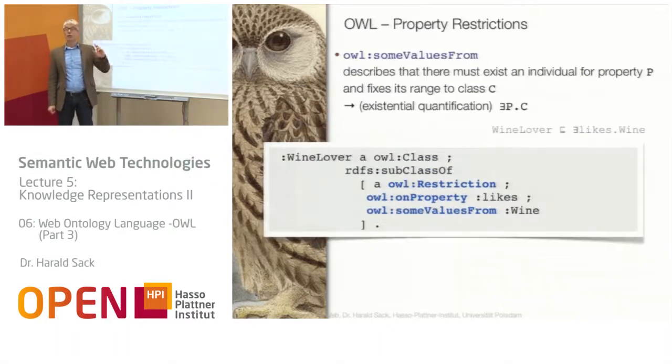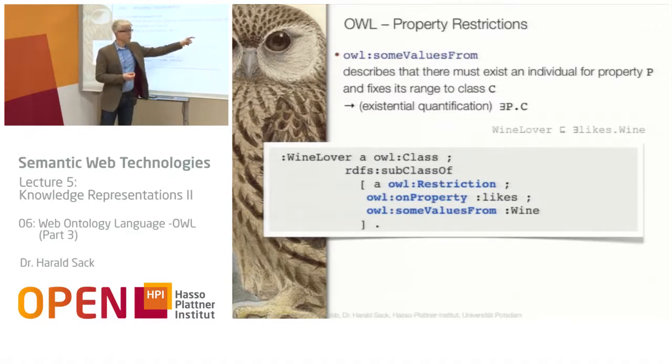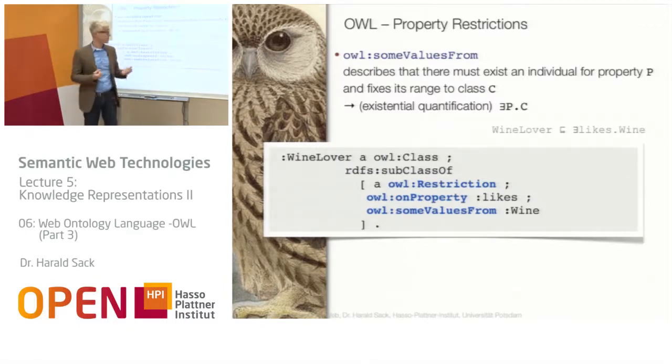Okay, now let's take a look at the existential quantification. We know from description logics that in existential quantification we define a class where we have a restriction on a property, and there must exist an individual for that property which belongs to a given class. So the class range is fixed here, or the property range is fixed. So for example, we can define someone who is a wine lover as somebody who likes wine, besides other things, of course. Therefore, we have here the existential quantification.